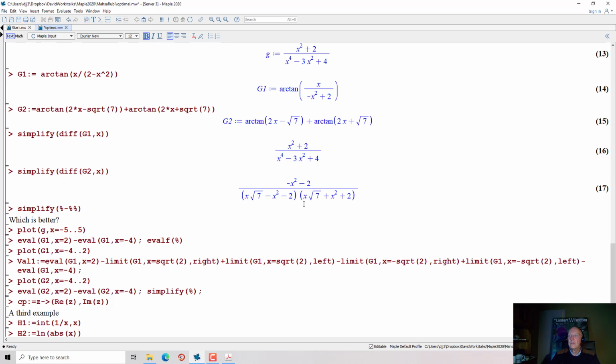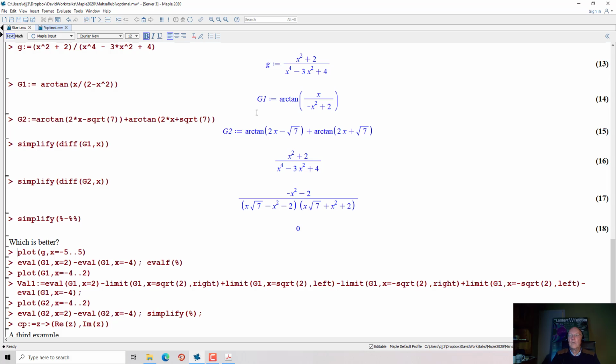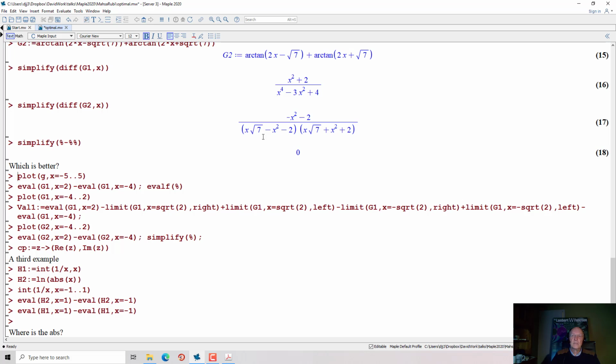Well, that g2 doesn't look obviously the same as the integrand. However, if I subtract the two of them, they simplify to 0. So indeed, both g1 and g2 are valid integrals for little g. So then we ask the question, which is better? I think most people would probably choose g1. After all, it contains only a single arctangent instead of two arctangents, and the argument of the arctangent is a polynomial with integer coefficients, whereas the arguments of the two arctangents contain this square root of 7. So it would seem that g1 is the better result.